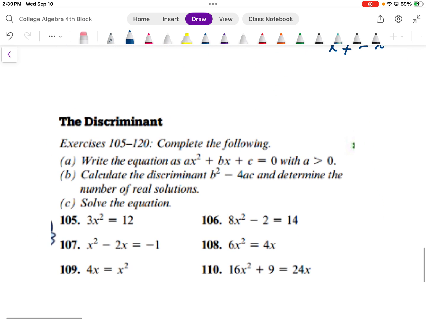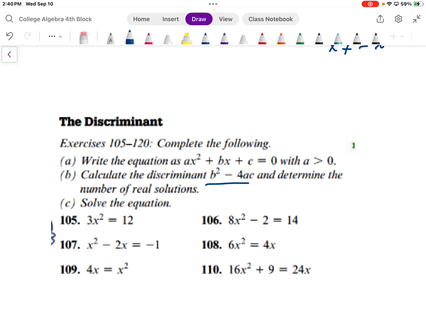So, the discriminant. The discriminant helps us determine how many real solutions there are. Do you have one? Do you have two? Or do you have no real solutions? Two real solutions means my graph touches the x-axis twice. One real solution means the vertex is on the x-axis. No real solutions, which means imaginary, means that my parabola is above or below the x-axis and opens away from it. So it never touches it. That's what no real solution means.